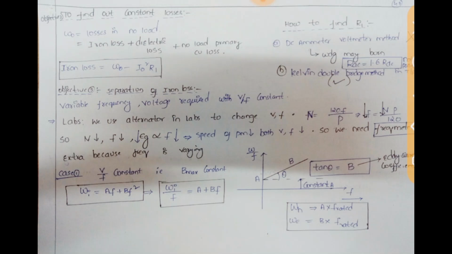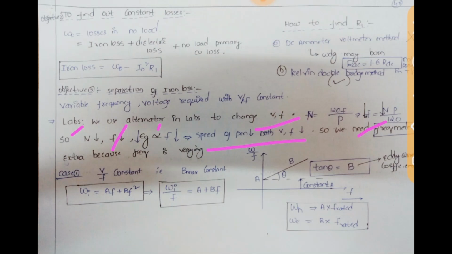Now in the laboratory, change V by F; speed is 120 F by P. If you vary the frequency of the applied supply using a cycloconverter or anything, N will reduce. If N reduces, F reduces, and since EG is directly proportional to F, EG will reduce. So the speed of the machine reduces. Using the cycloconverter you have reduced the voltage, and since the cycloconverter input is given to the synchronous machine, the voltage itself is reduced, so V and F both are reduced. So we need one more equipment called a frequency meter. Since you are varying the frequency, you need a frequency meter to measure it.